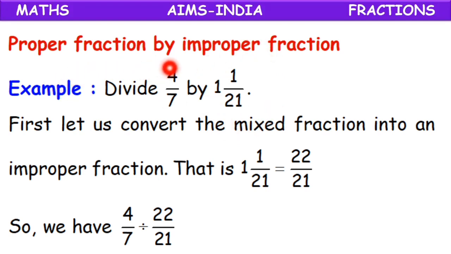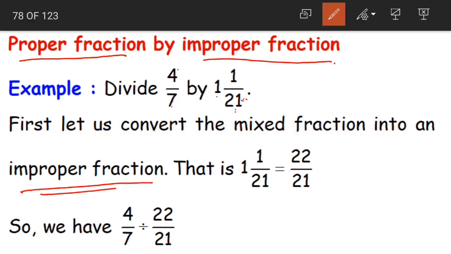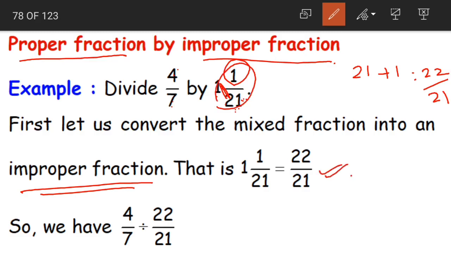We have division of a proper fraction by a mixed fraction. What is the example here? Divide 4 by 7 by 1 by 21. Yes, 1 by 21 is a mixed fraction, right, children? So we cannot directly divide. First, we have to convert the mixed fraction into an improper fraction. How do we do that, children? 1 into 21, 21 plus 1, that is equal to 22, divided by our denominator 21. Yes, so this 1 by 21 is equal to 22 by 21.